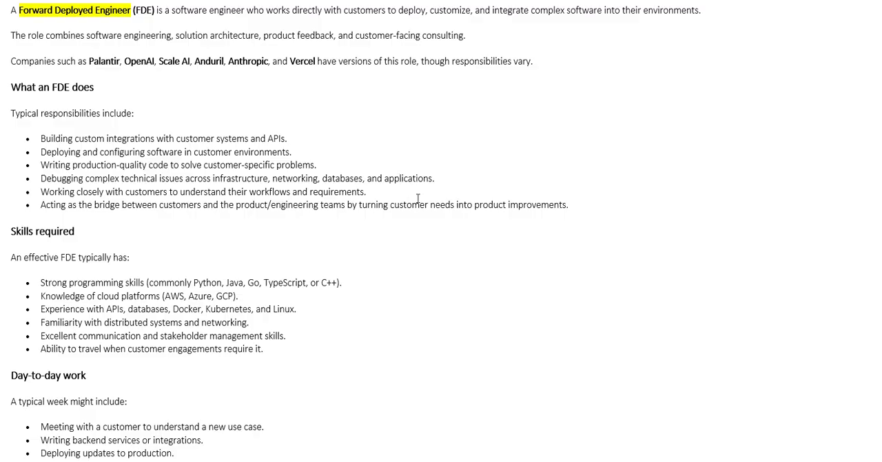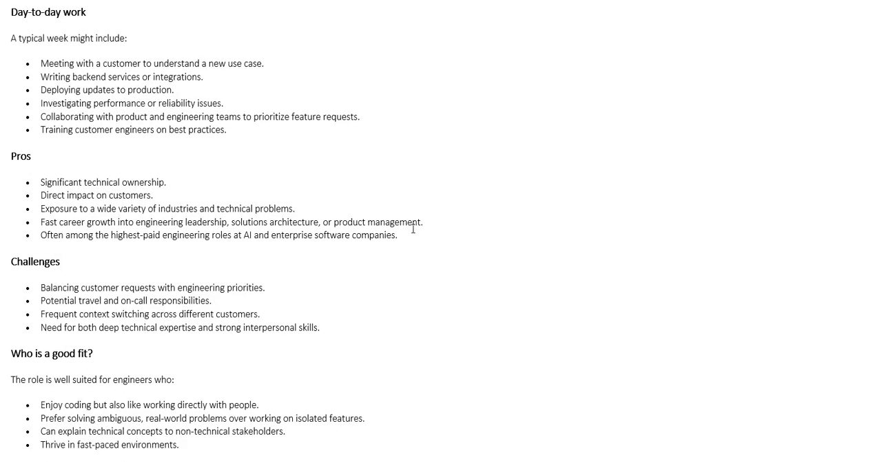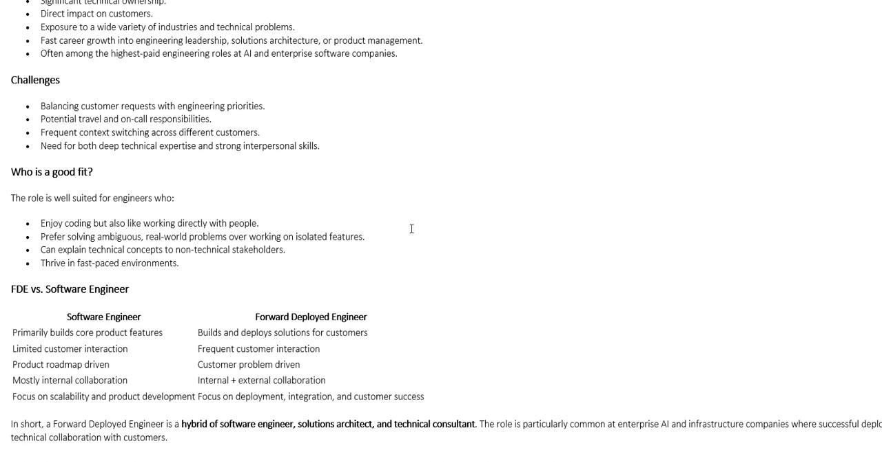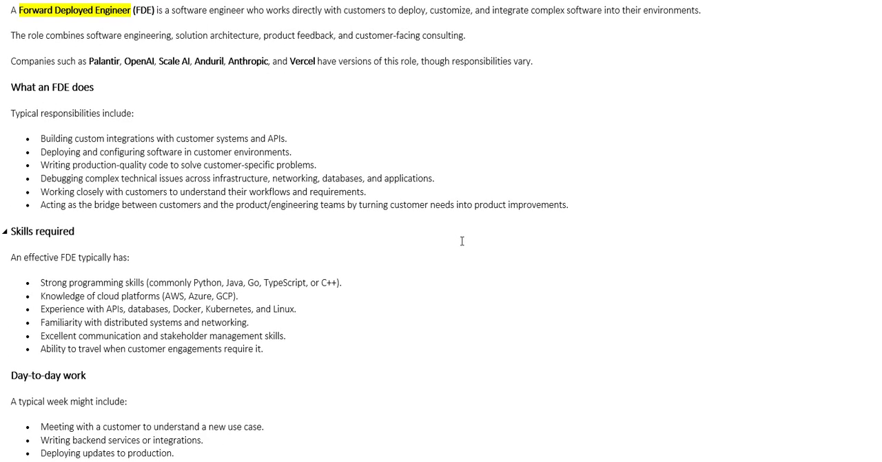Today's topic is forward deployed engineer. So, what is his role, what are the skills required for this role, what will he do in day-to-day work, what are the challenges he has to face as part of his role, what are the opportunities right now in the IT industry for the FDE role, and what is the difference between a software engineer and a forward deployed engineer. So all these details we will discuss in today's video. So let's go to the forward deployed engineer.